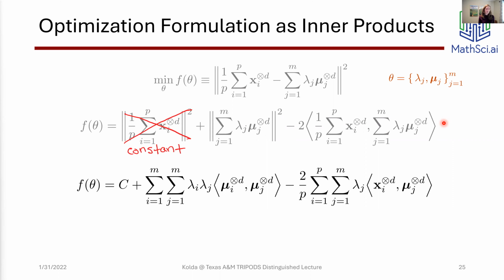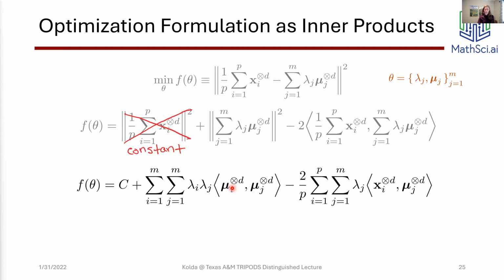Then we have these 2 terms, and we can rewrite those. So this becomes just a constant that we can ignore for the optimization. And then we just pull the summations outside. And so the first term becomes all pairs of dot products between the mu's. And then the second term is all dot products between the mu vectors and the data observation vectors. We need to calculate all of those.